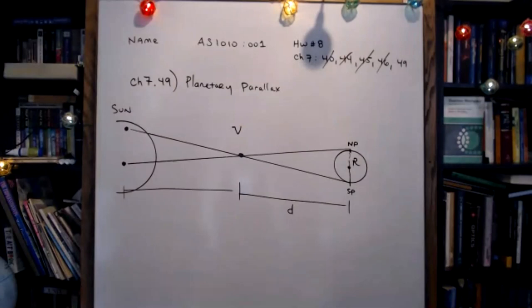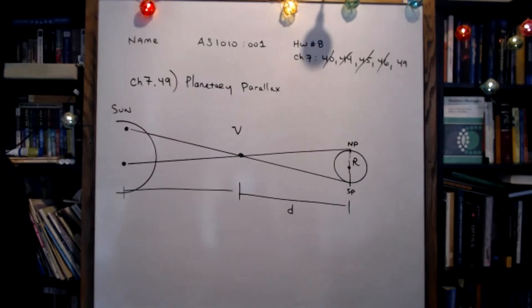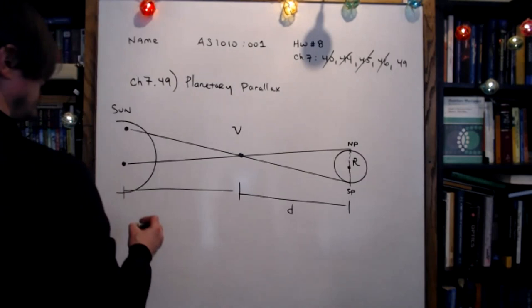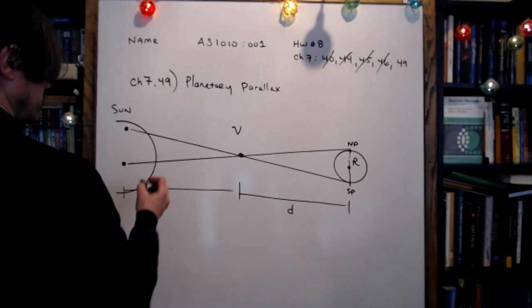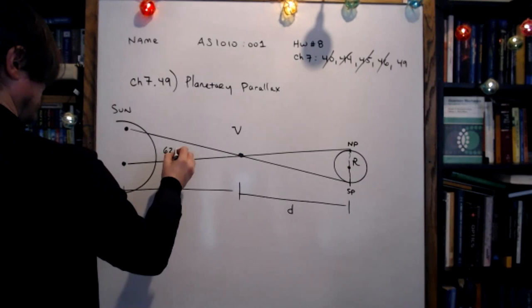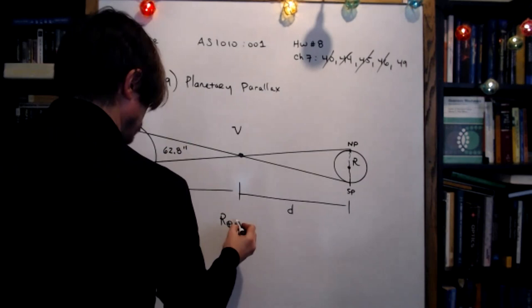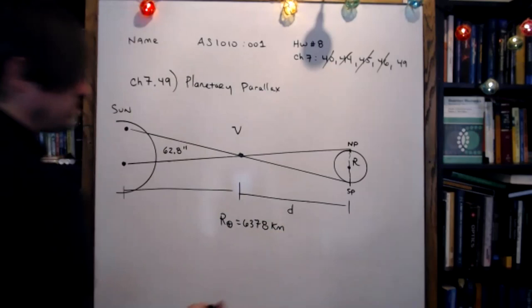Okay. Now, Jake, when you're ready. The planetary parallax: suppose observers at Earth's North Pole and South Pole use a transit of the Sun by Venus to discover that the angular size of Earth as viewed from Venus would be 62.8 arc seconds. Earth's radius is 6,378 kilometers. Estimate the distance between Venus and Earth in kilometers and AU. Compare your answer with information from the chapter.